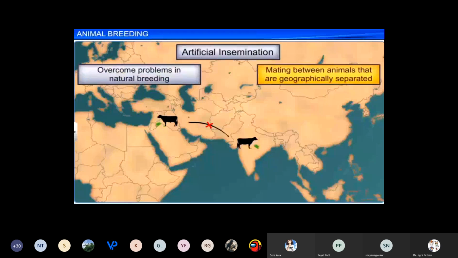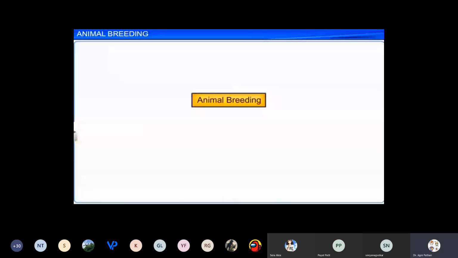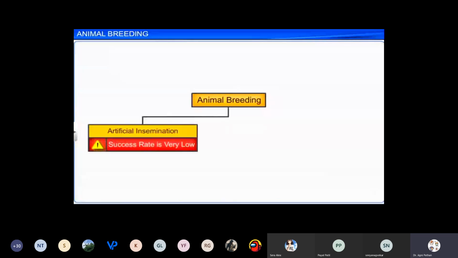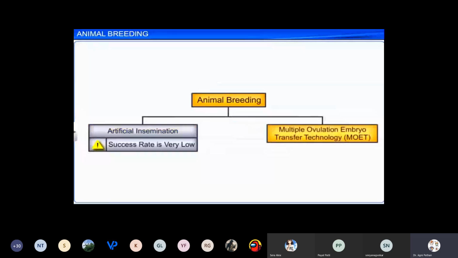However, the process of animal breeding using insemination has limitations, and so new techniques like multiple ovulation embryo transfer technology, or MOET, were developed.